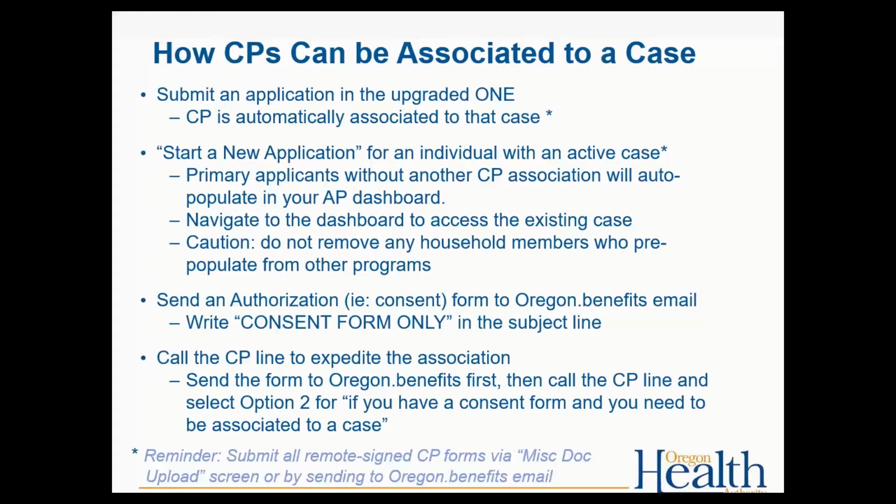If you have a primary applicant who already has a case and who is now working through you and comes and says, I would like you to help me, for example, report a change. As long as they don't have another CP association, you can start a new application for that individual, and they will auto-populate in your dashboard after they enter their name and their birth date and their social if they have one. It will then search the system, it will find that person, and they will populate in your applicant portal. You'll then be able to navigate to your dashboard to access that existing case. That's a new feature.